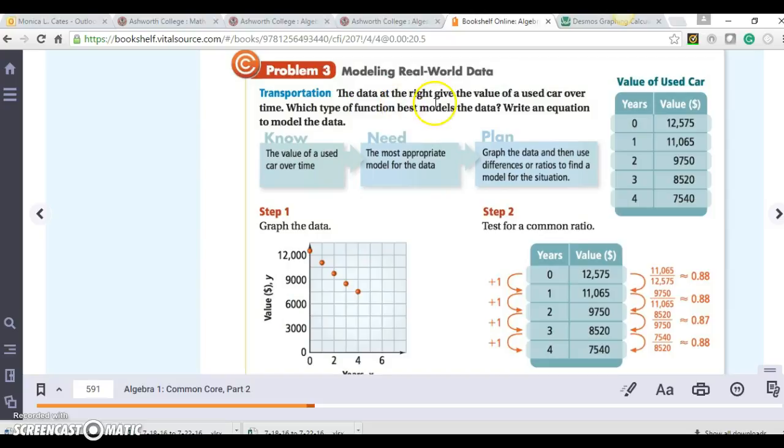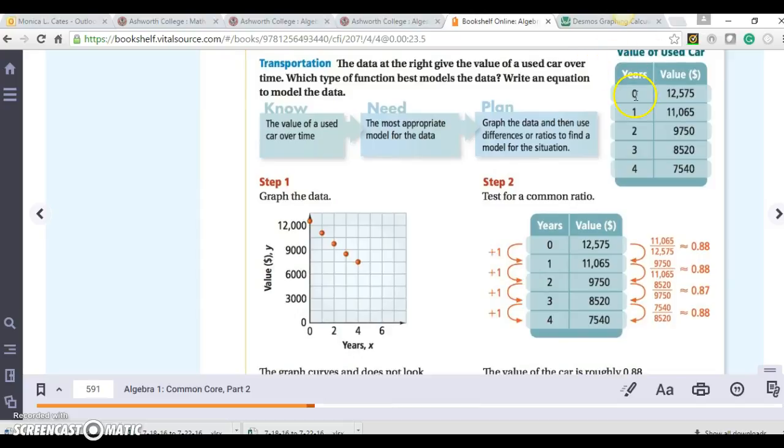Transportation. The data at the right give the value of a used car over time. Which type of function best models the data? Write an equation to model the data. So here, with my years, the first thing I'm going to check, like they did here, is to make sure that my x value has the same increase amount. So we are increasing by 1.